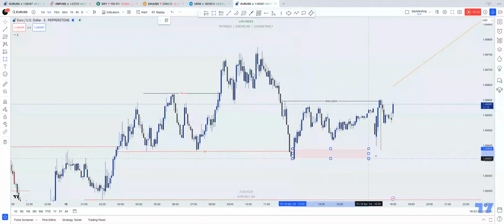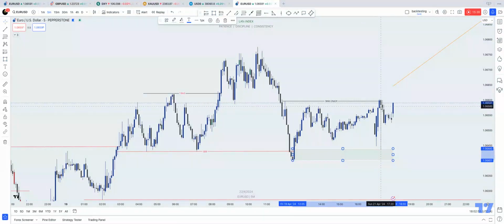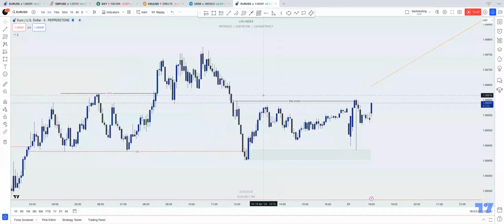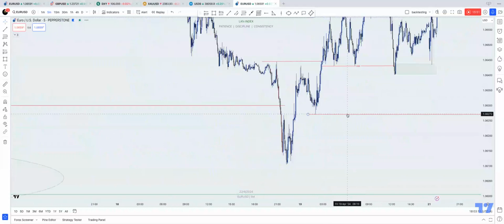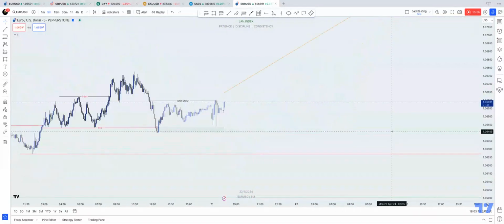We have this demand here. So you see, this candle was a manipulation candle, and yet it came down into the demand zone anyways, reacted here, right? So now we're going up from here. That means this area is less likely going to be revisited, right?